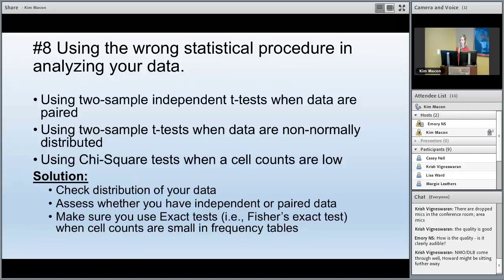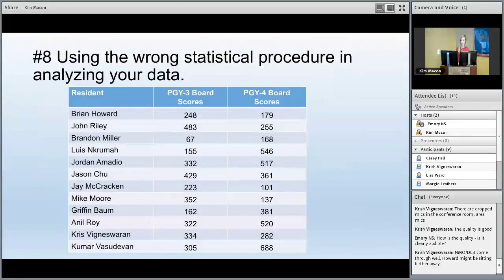So again, the solution: check your data. I can't stress enough how just plotting your data should solve a lot of your problems. Obviously, assess whether you have independent or paired data, and then make sure that you use exact tests when cell counts are small in frequency tables.